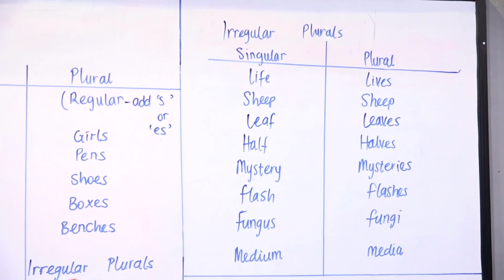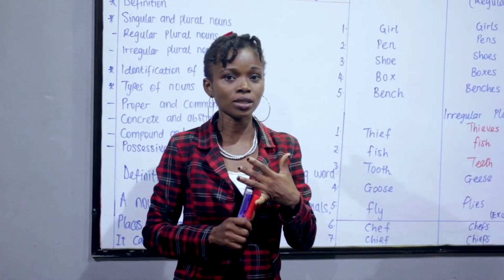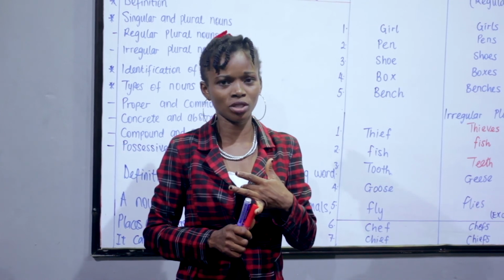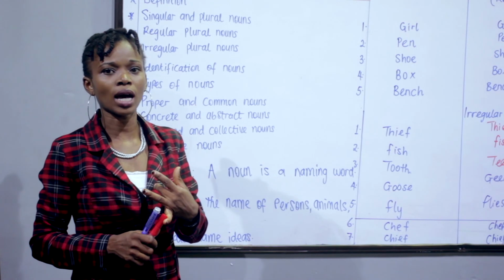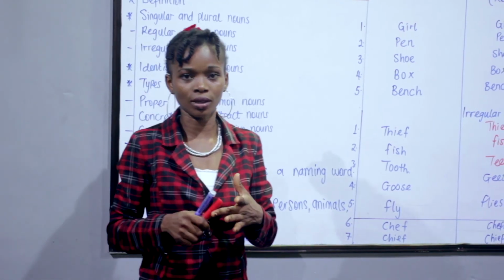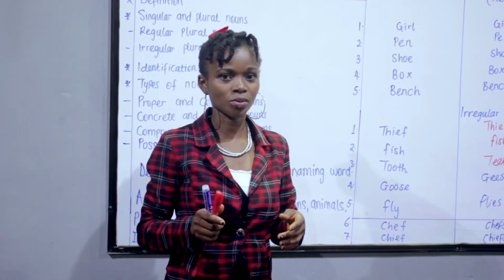And we said two ways you can identify your nouns. First, is it a naming word? If it is, then it is a noun. And secondly, can it go with the article a, an, or the? If it can, then it must be a noun.